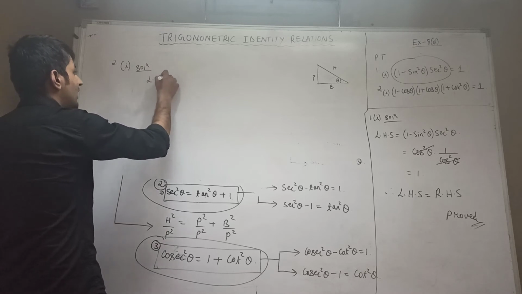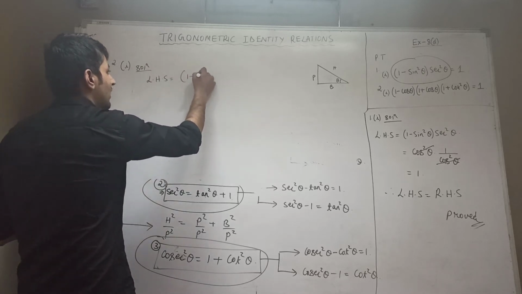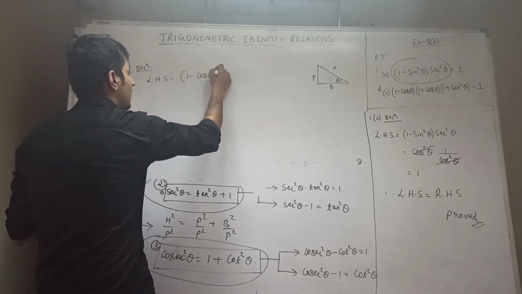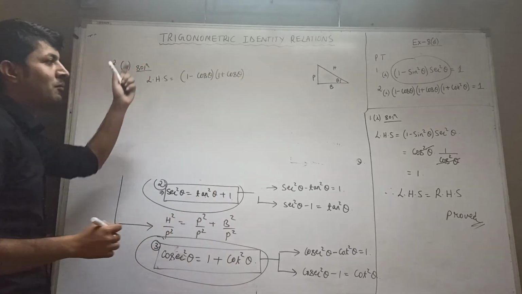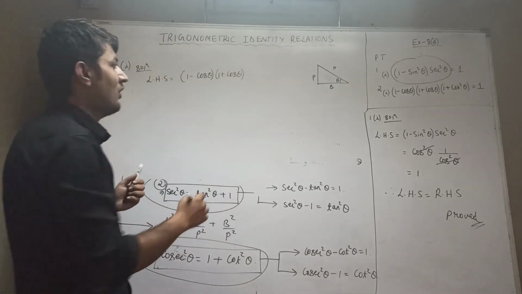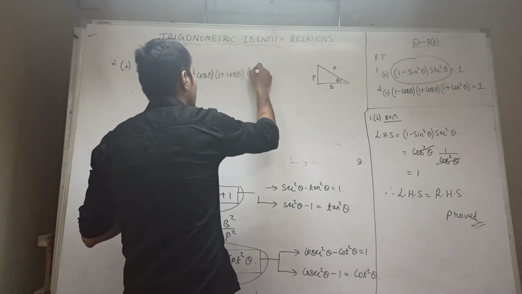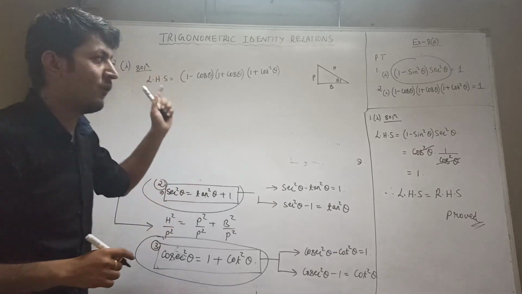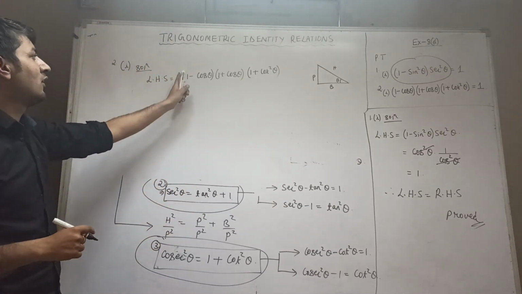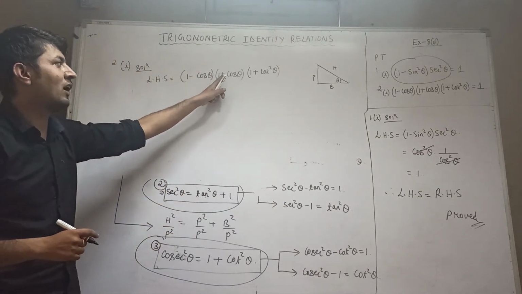You start with LHS. It is how much? 1 minus cos theta into 1 plus cos theta into 1 plus cot square theta. Again you have to get 1. Okay? So you see 1 minus cos theta into 1 plus cos theta.